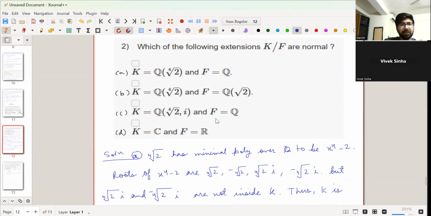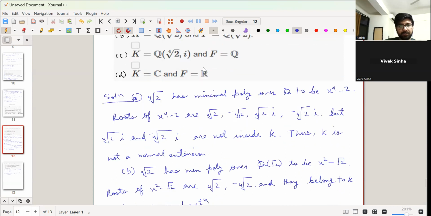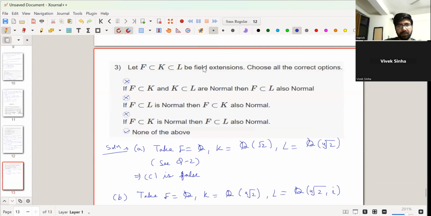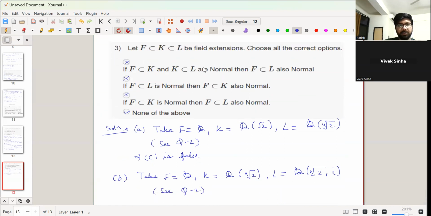So here this is a normal extension, right? Q fourth root 2, i over Q, and so you have taken this to be L and this to be F. So this is a normal extension, but part A says that this is not a normal extension. So all the three statements are false, thus none of the above will be there.